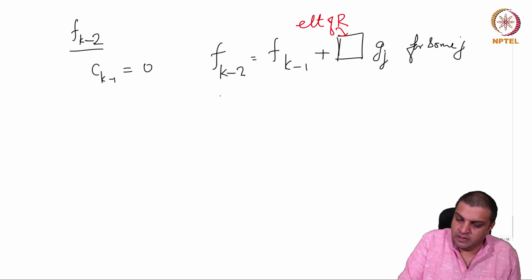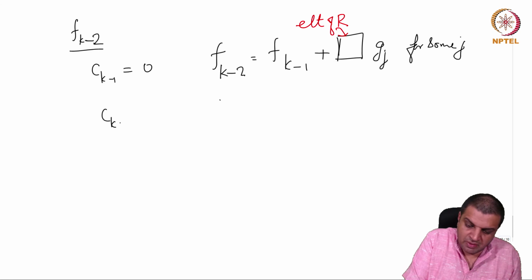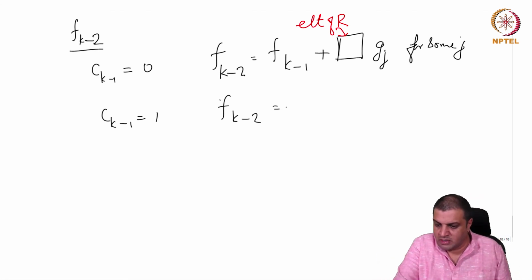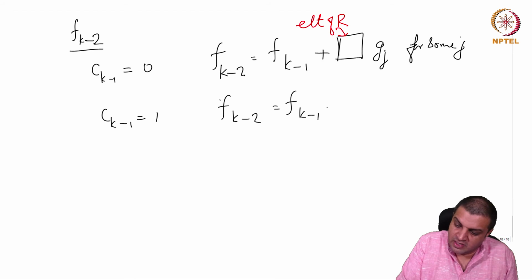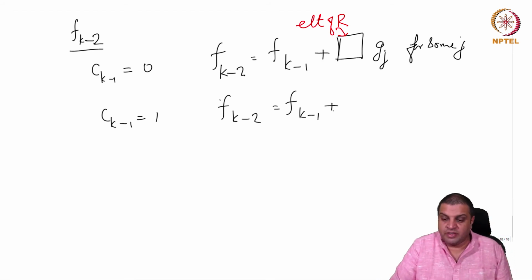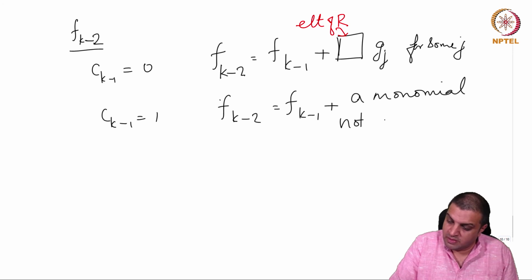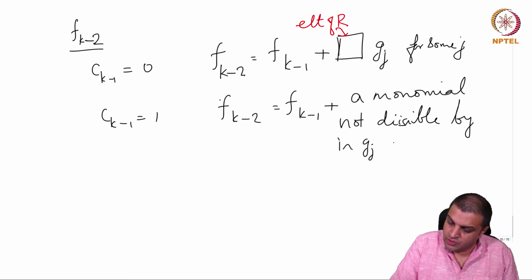And if ck minus 1 is 1, then fk minus 1 would have been obtained by fk minus 2 minus its initial term. So fk minus 2 would be fk minus 1 plus a monomial not divisible by the leading term of Gj for any j.